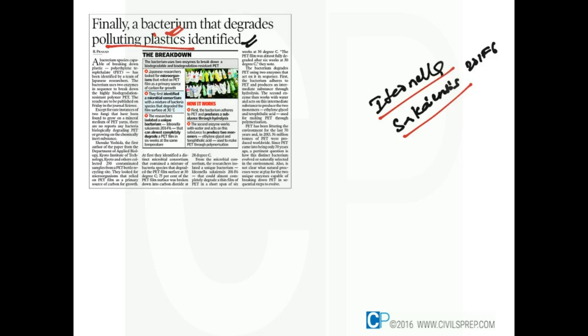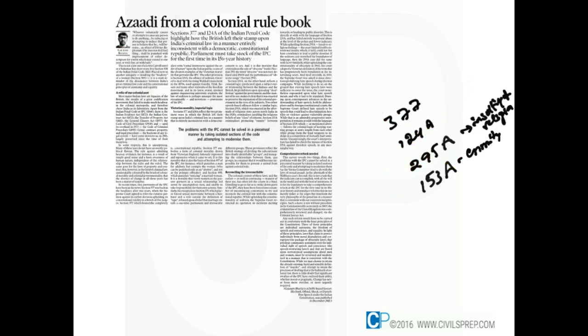Ideonella sakaiensis. What it does is, the plastic is a polymer called PET, polyethylene terephthalate. It will break down into ethylene glycol and terephthalic acid. So a polymer is essentially broken down into a monomer. So for the accumulating plastics, probably it can provide a solution.